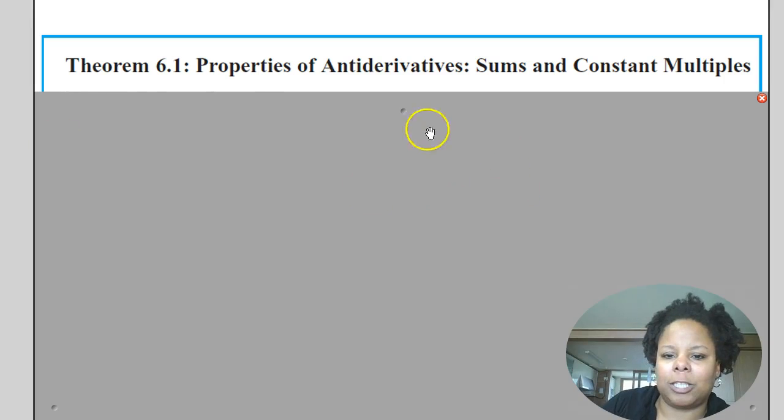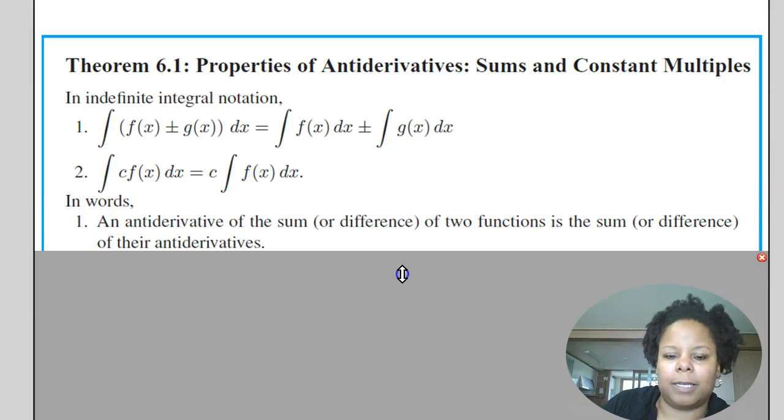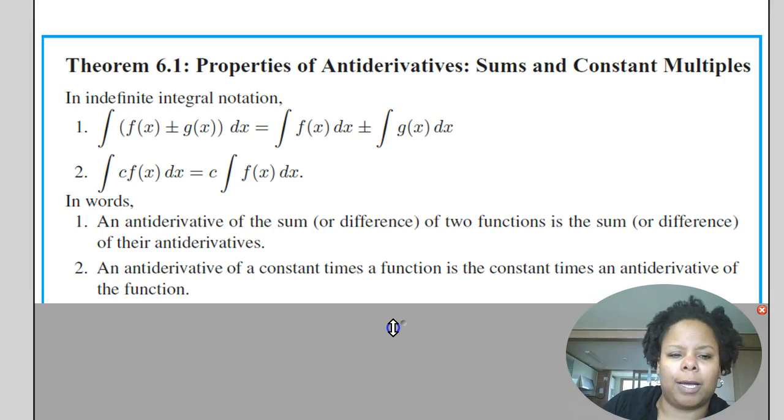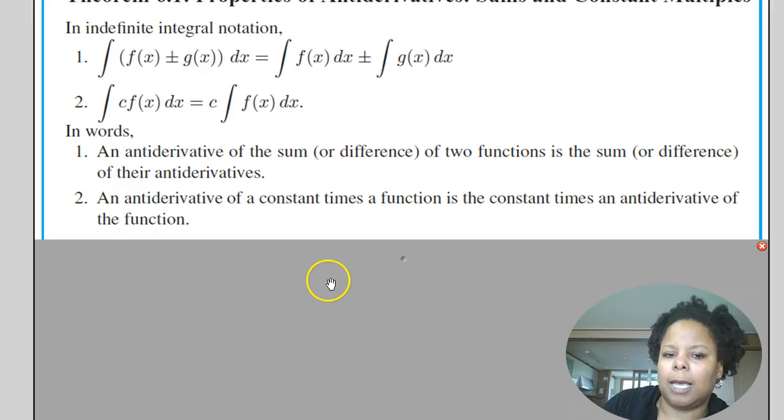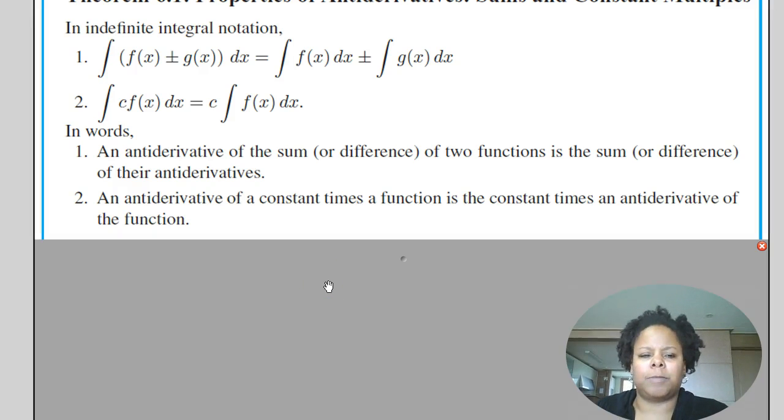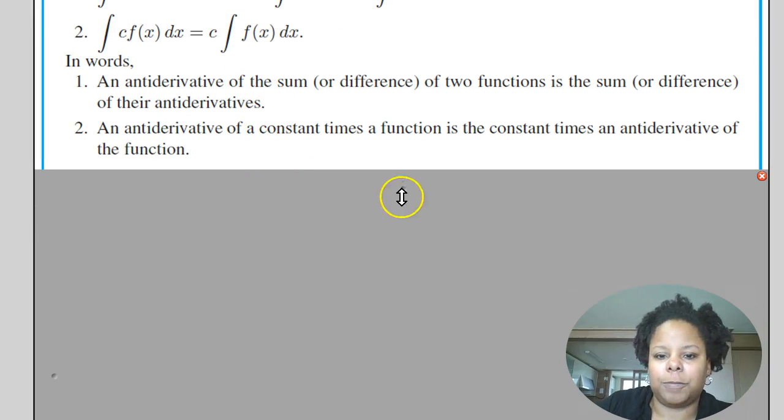And then the last thing that you should know, it's kind of obvious that we can break up indefinite integrals, just like we could break up definite integrals, and we can multiply a scalar times an indefinite integral as well and get the same type of answer.